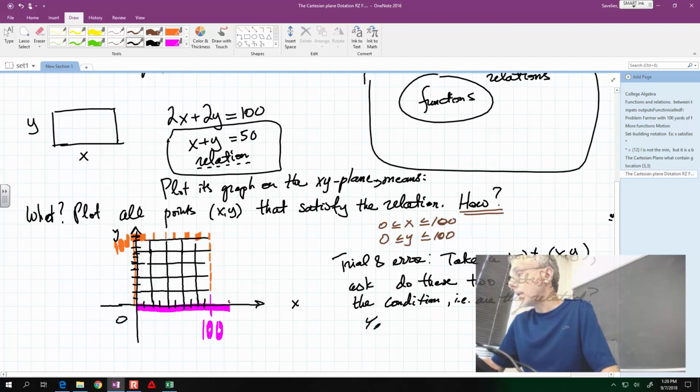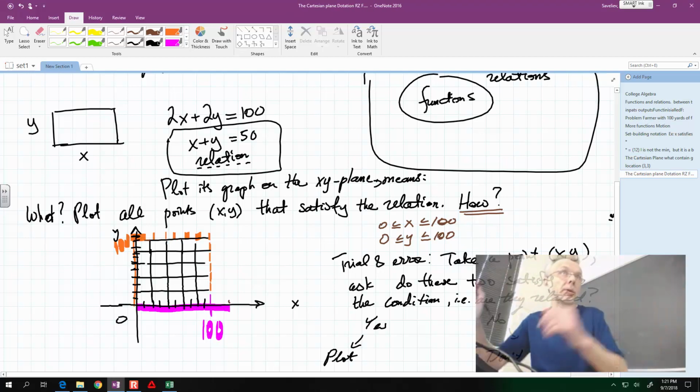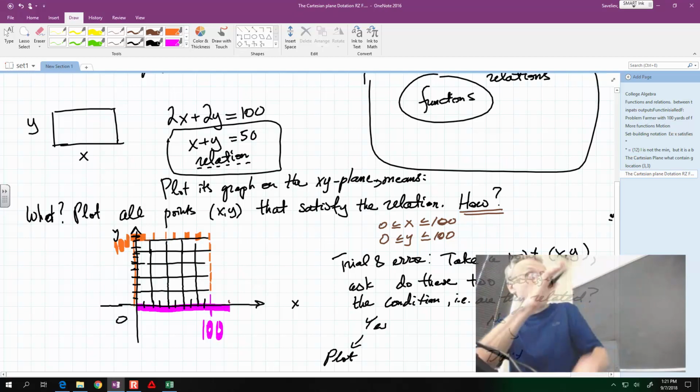Okay, and then there are two possibilities, yes or no. If it is yes, plot it. No, don't plot it. So that's pretty much how it works out. So every single intersection of those two lines, 121 points, has to be looked at, plugged into the equation, and then you tell whether or not it works.